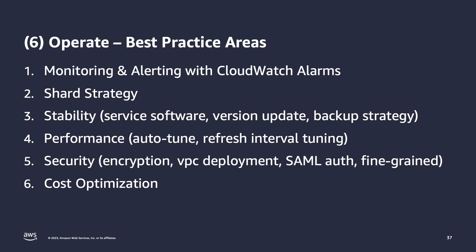And the sixth best practice area when you operate Amazon OpenSearch Service is to continuously look for opportunities to do cost optimization. Within AWS, we have a number of cost optimization recommendations for your Amazon OpenSearch Service, starting from using Graviton instances, right-sizing your cluster, making sure you have the right number of nodes and the right number of shards, up to leveraging things like reserved instances.